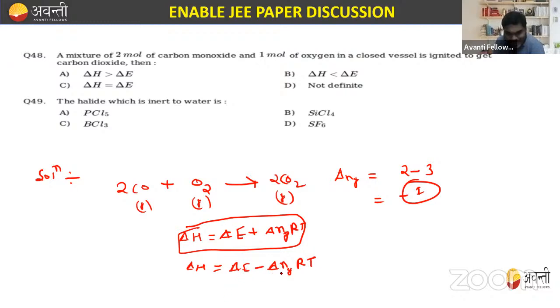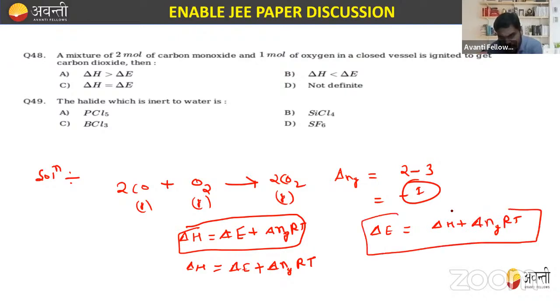Now Ng is minus 1 here, so the equation becomes minus. So what does delta E come out to be? Delta E comes out to be delta H plus delta Ng RT. So delta E is more than delta H. So which one is the correct option? That is B. So in this question, which one is greater? Because delta E is the sum of delta H plus some quantity.